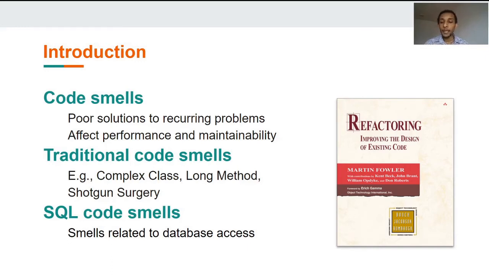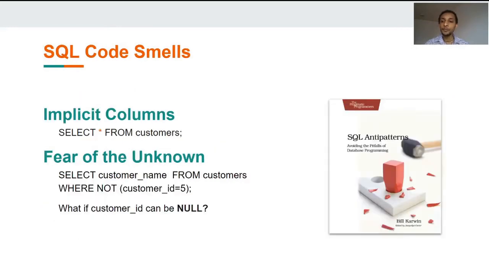We are particularly interested in SQL code smells, which are a special kind of code smells that are related to database access. So those smells could be in the data definition as well as data manipulation. We are particularly interested in four SQL code smells. Those code smells are obtained from the book by Bill Karwin, SQL Antipatterns.